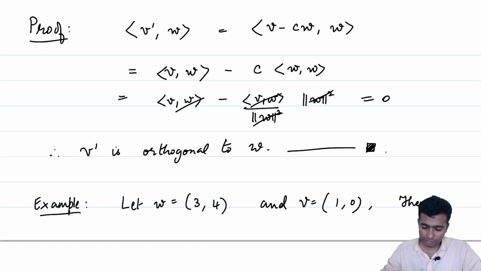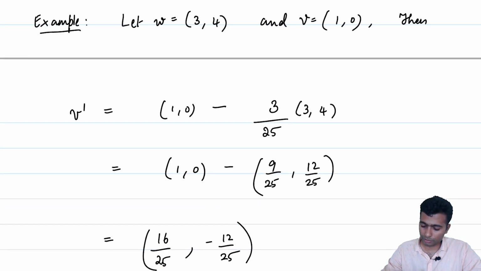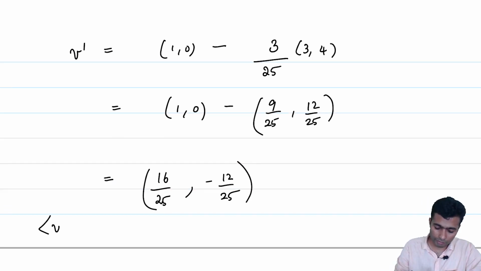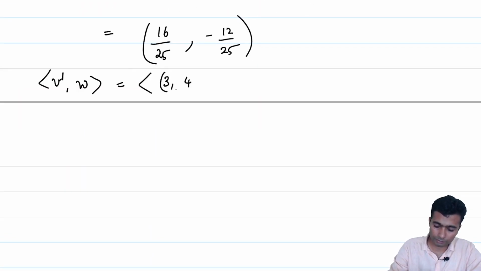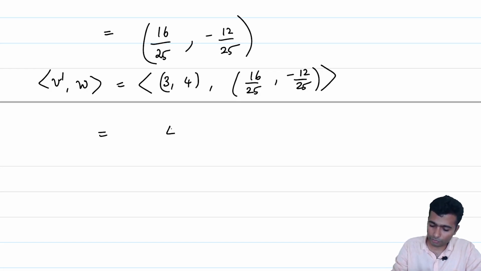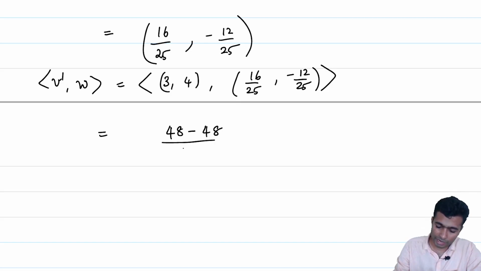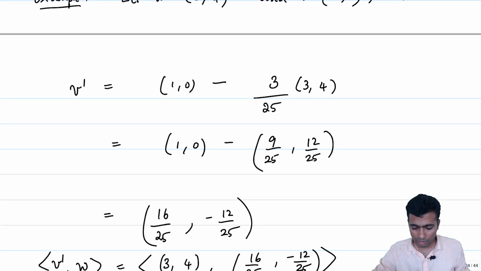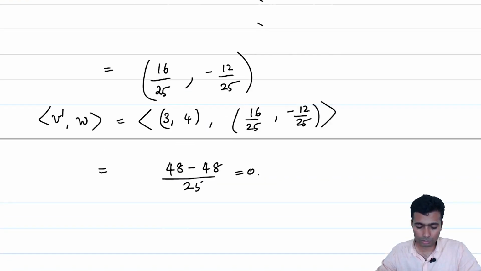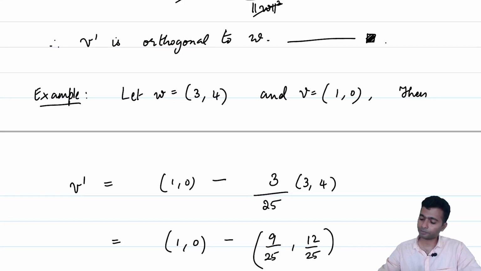So, let us see if V prime is orthogonal to W, then the inner product of V prime and W will just be the inner product of 3, 4 and 16 by 25, minus 12 by 25, which will just be equal to 48 minus 48 by 25, which is equal to 0. So, even though I was a bit skeptical about what we are doing, V prime, which we have obtained by this process, does turn out to be orthogonal to our W, which is 3, 4.